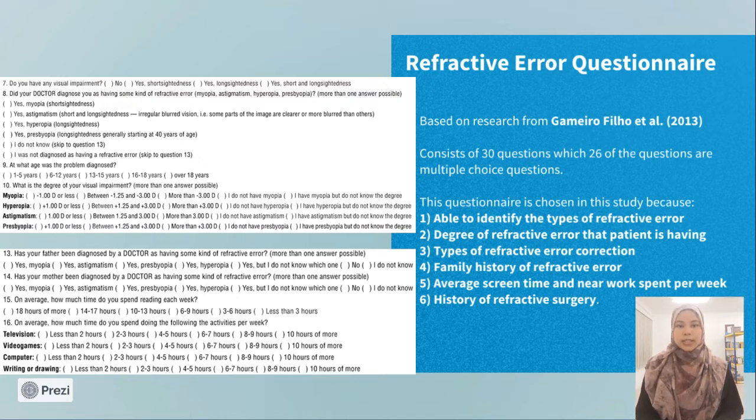their epidemiological characteristics, whether they had myopia or other refractive errors like astigmatism, hyperopia, or presbyopia, and the correction methods that they use. This questionnaire is chosen in this study because it is not only able to identify the types of refractive error that a patient has, but it also has the ability to obtain the degree of the refractive error that the patient is having, types of refractive error correction, family history of refractive error, average screen time and near work span per week, and also history of refractive surgery. Thus, a lot of information can be obtained from patients through this questionnaire.